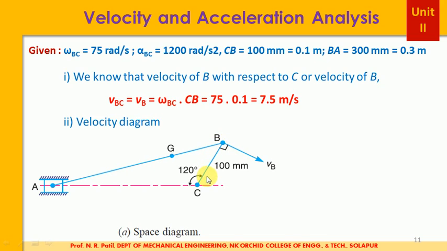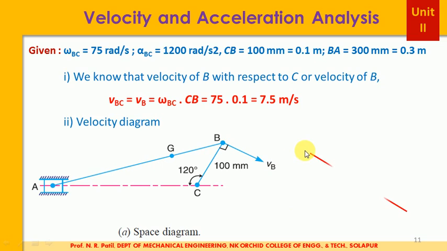So in this case, the crank BC rotates clockwise. Since it is rotating clockwise, the direction of velocity is in the direction of rotation. It means from B towards the right. So this line indicates the direction of the velocity vector. So let us draw. You have to always think of a fixed point for drawing the velocity diagram. So here point C is fixed, so it will start from the fixed point C.